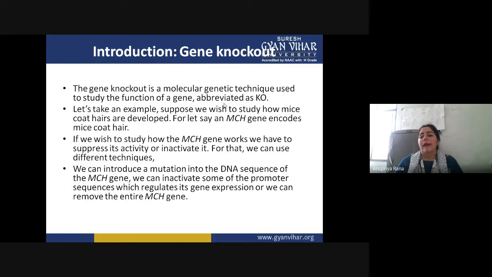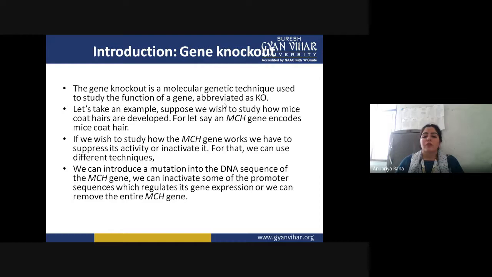So we can do two things. We can suppress its activity with some chemical treatment so the gene is not expressed, or sometimes we just inactivate it, or sometimes we extract it out entirely. For that we can use different techniques. There are several techniques and methods which we can use for that process.